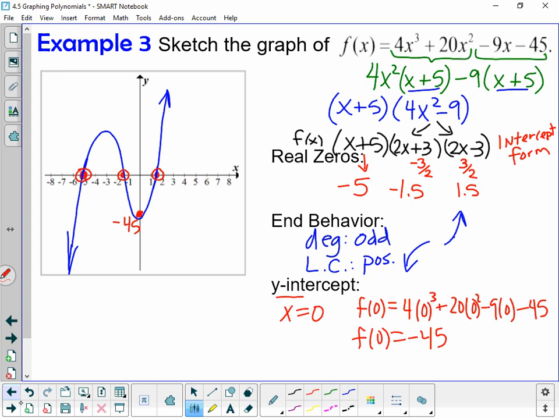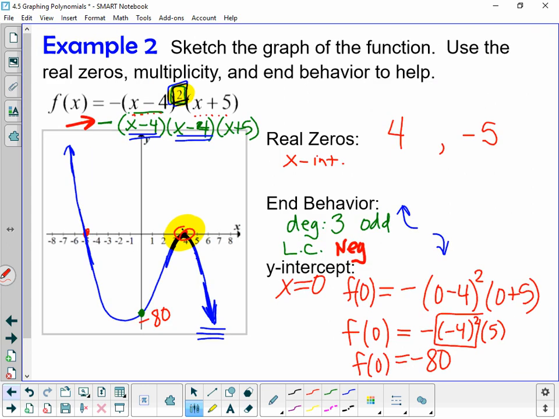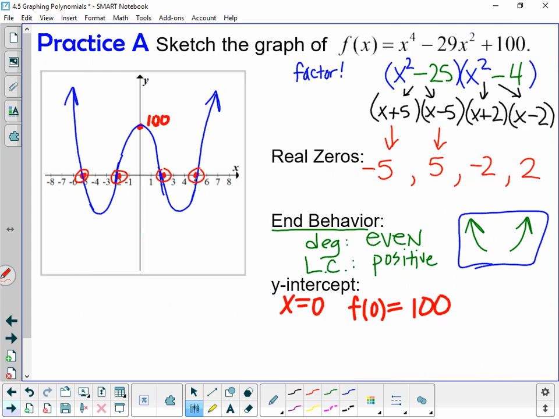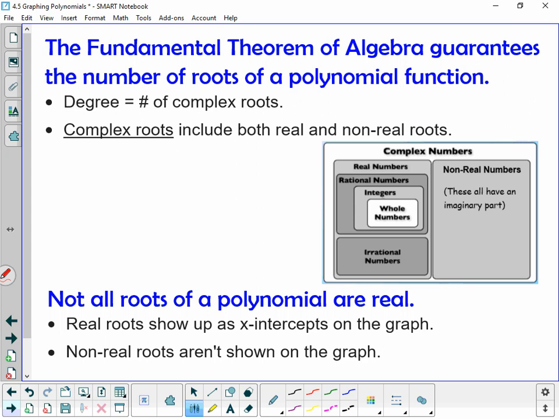We can see them on the graph. Same with this function. It's a degree 3 polynomial. We can see the 3 roots. We can see 3 of them in part because we know that this root is a repeated root and has a multiplicity of 2. So the fundamental theorem of algebra guarantees that the number of roots of the polynomial is equal to that degree. However, that number of roots, that's in the complex number system.